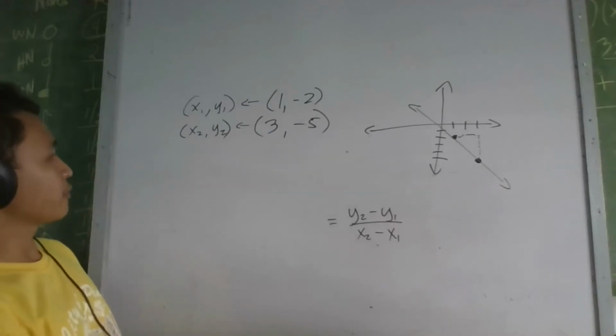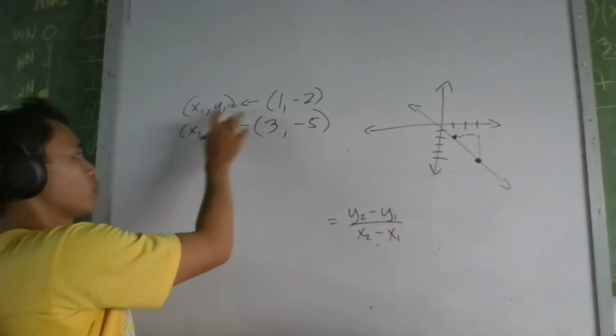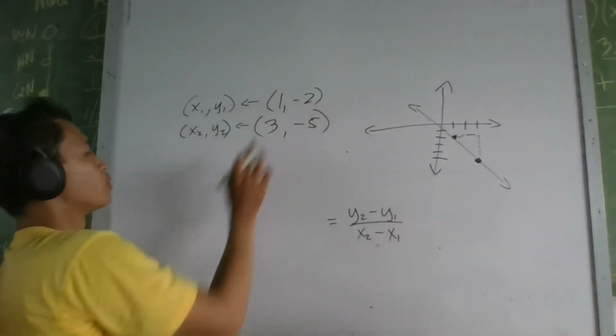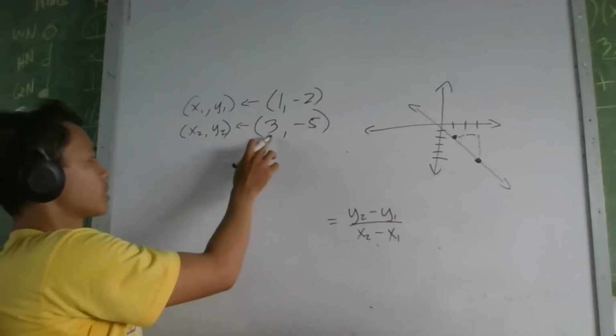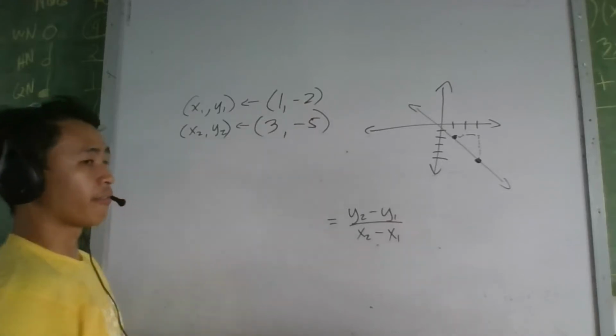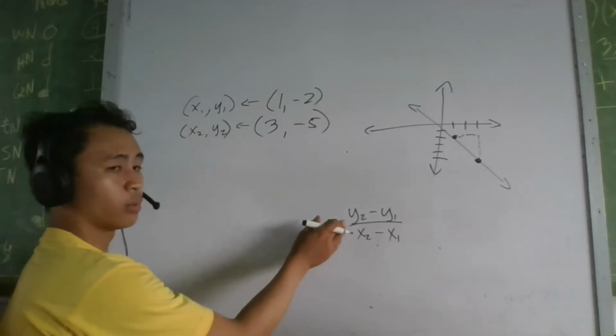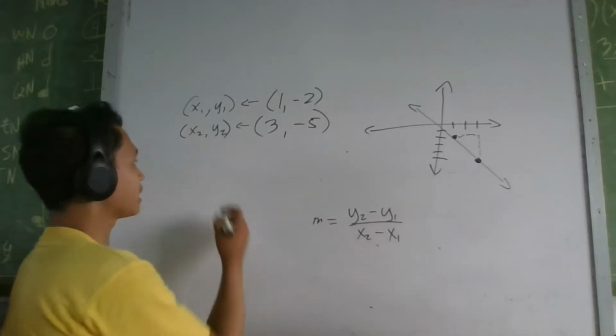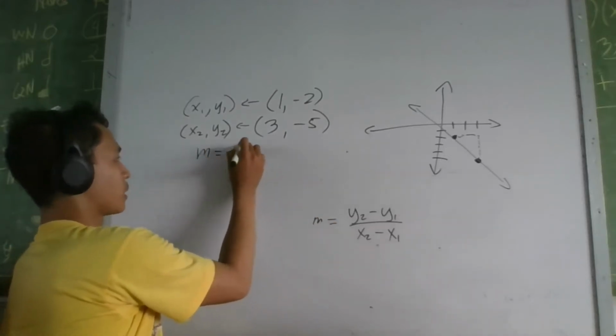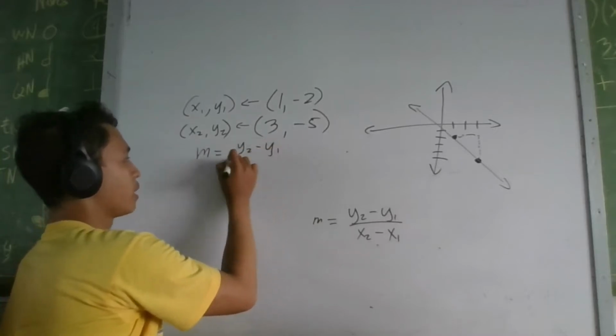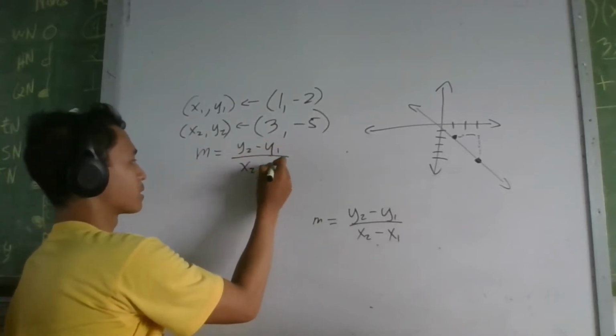Okay? So therefore, our given this time is yung x sub 1 is 1, y sub 1 is negative 2. X sub 2 is 3, y sub 2 is negative 5. Then substitute it to our formula. Yung formula natin is m equals y sub 2 minus y sub 1 over x sub 2 minus x sub 1.